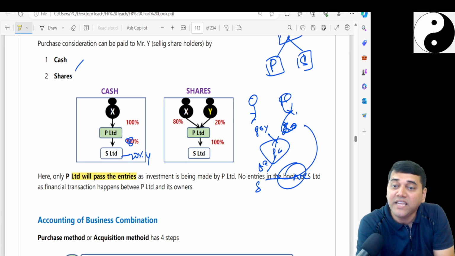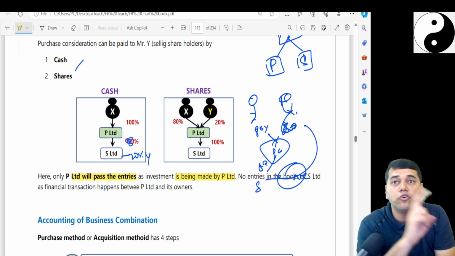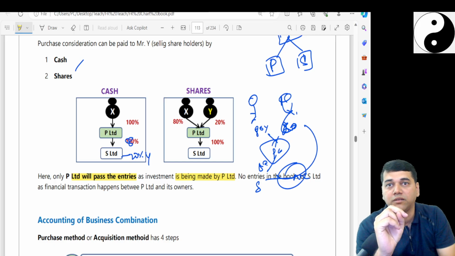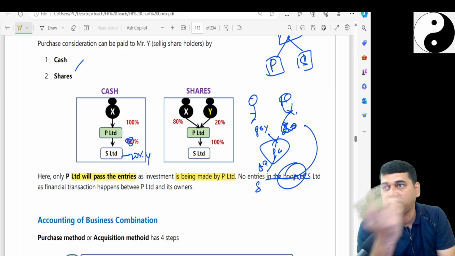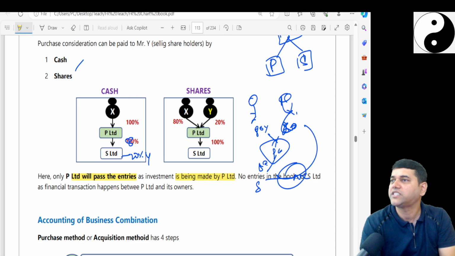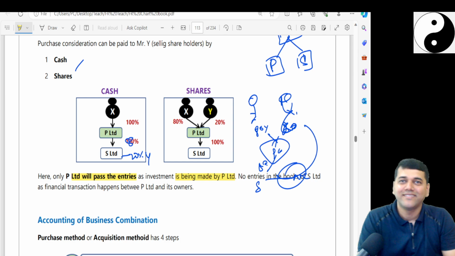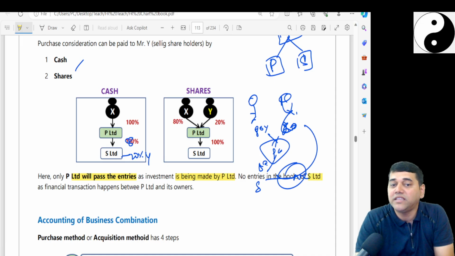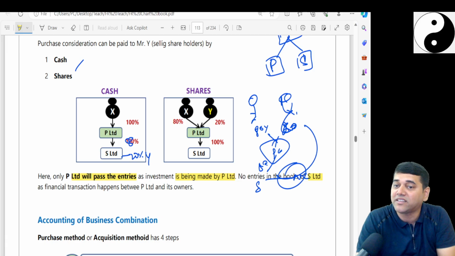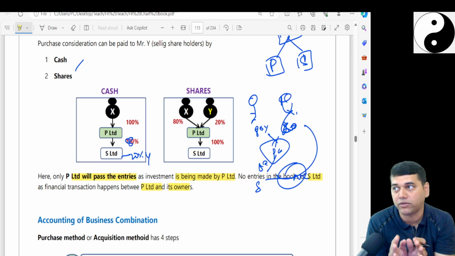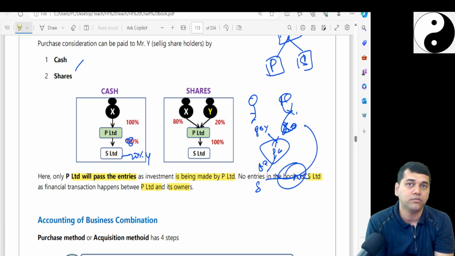So P Limited will pass the entries as the investment being made by P. Now P has to pass two accounting entries: one in its standalone financial statements, one in the consolidated financial statements. Both entries are different because in consolidation, the investment will get eliminated. In standalone, what accounting entry do you pass? Investment to bank. Which standard? 27. Why? Because it is your subsidiary. Now, no entries are made in the books of S, as I have told you, because this is a financial transaction between P and the owners of S Limited. So S Limited will not pass any accounting entry. Is this concept very clear to you?